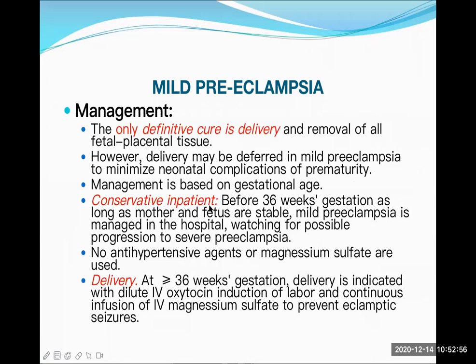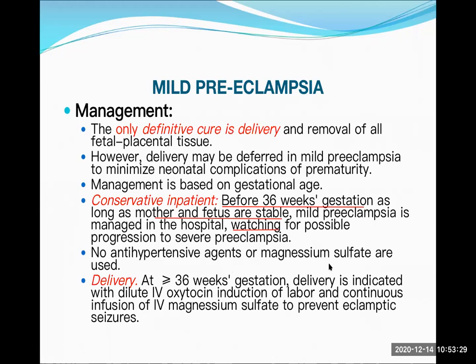So conservative inpatient management would be before 36 weeks of gestation. As long as the mother and fetus are stable, mild preeclampsia is managed in the hospital, watching for possible progression to severe preeclampsia. This is known as conservative management. So what are the important points we should know? Before 36 weeks of gestation, as long as the mother and fetus are stable, we can go for wait and watch type of management. That is called conservative inpatient treatment.